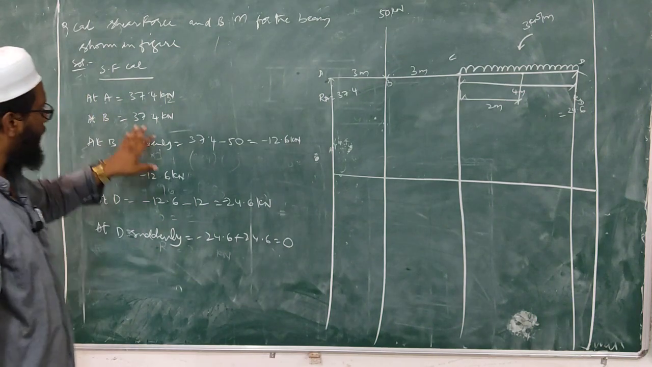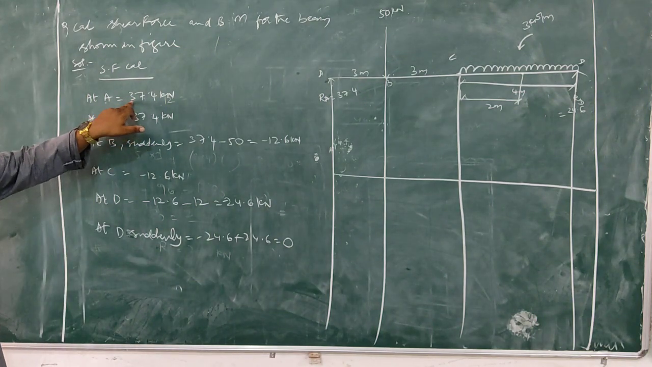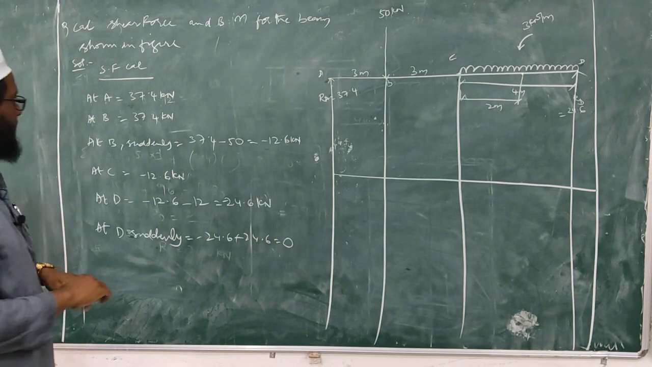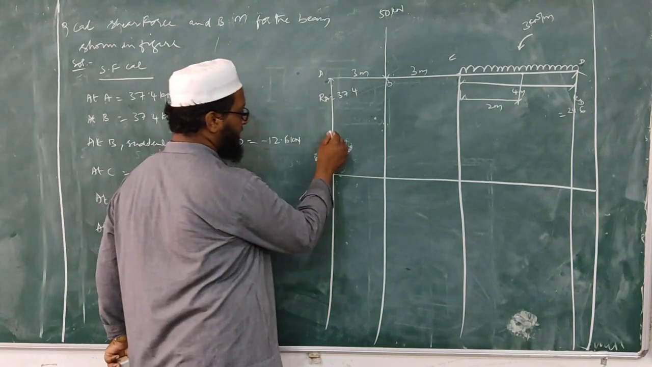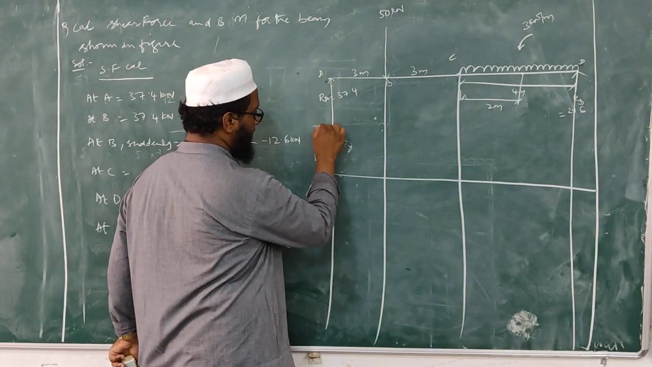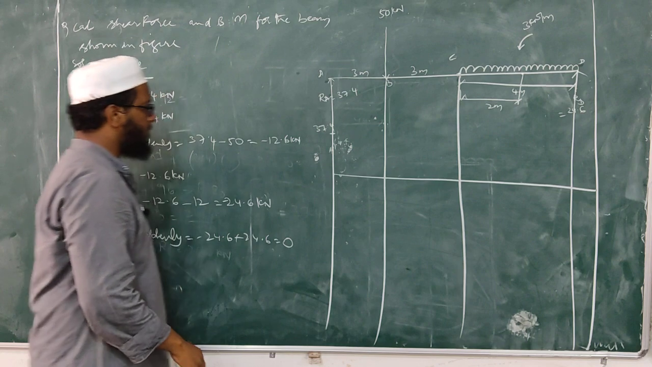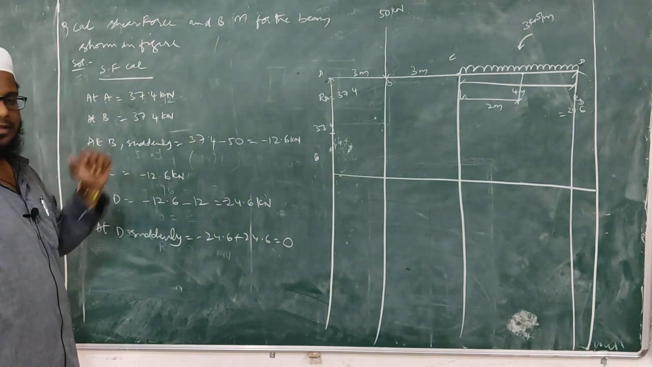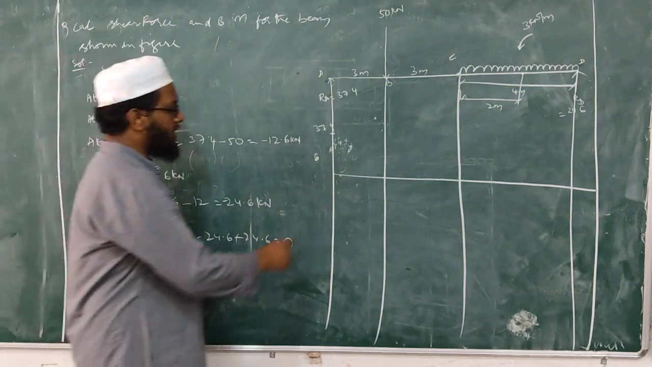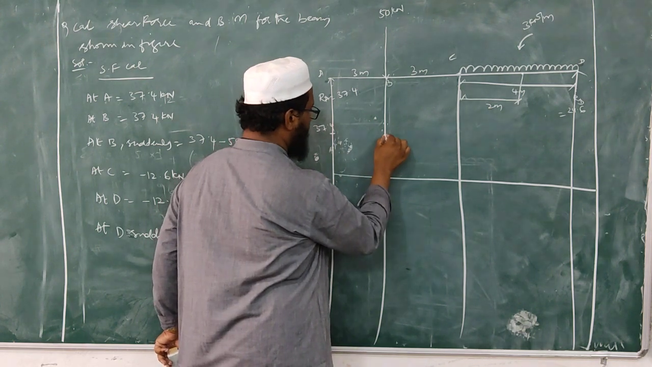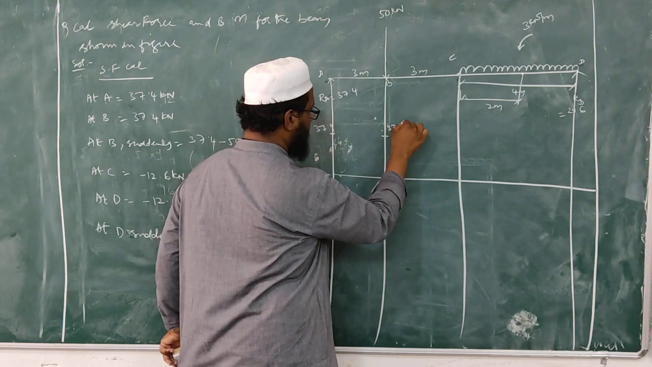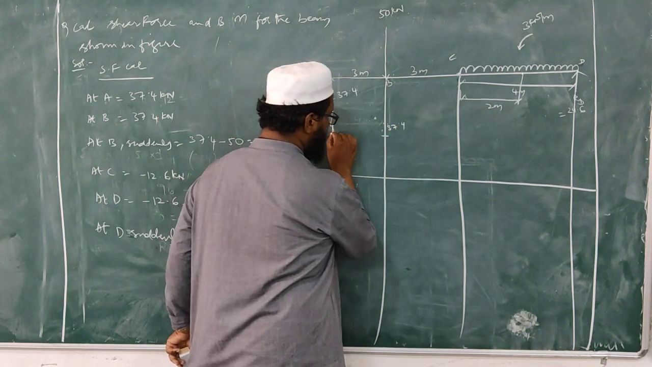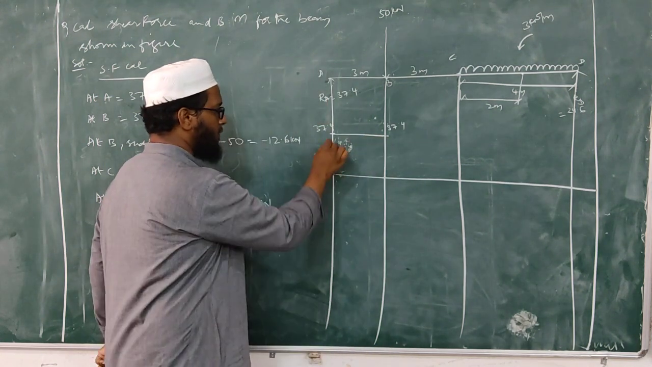So as soon as you calculate shear force, what I will do? I will take down the markings over there. That is, at A it is 37.4. Then we have B, 37.4, same value. As soon as you mark it, you try to join it immediately, otherwise you will get confused. Okay.